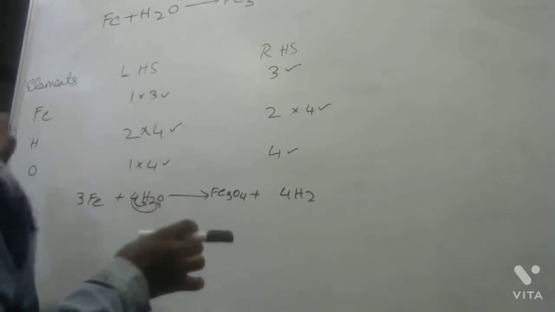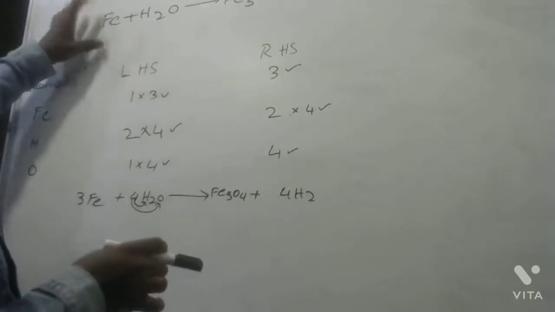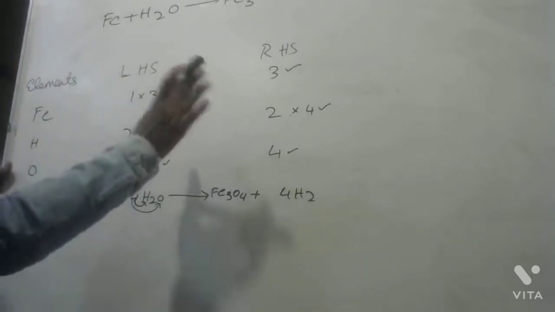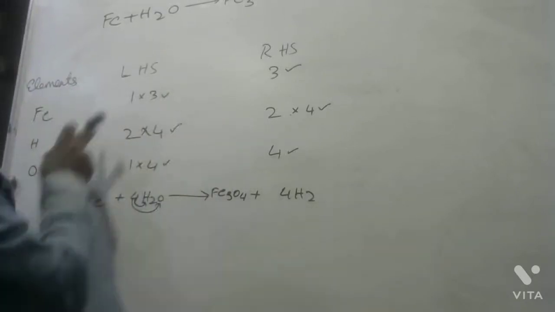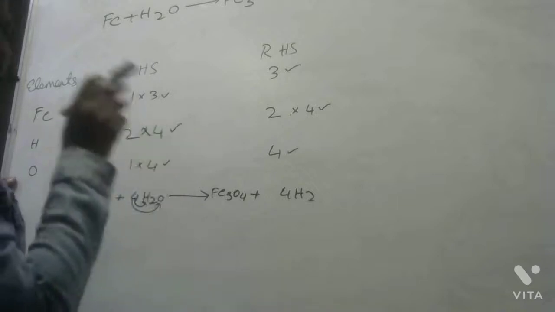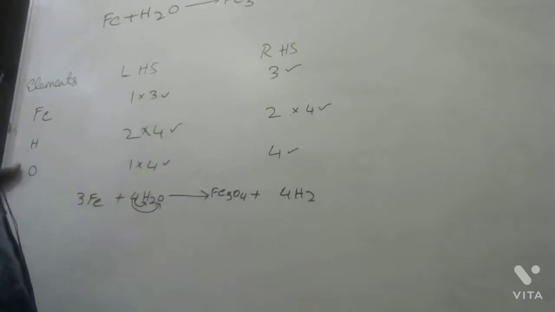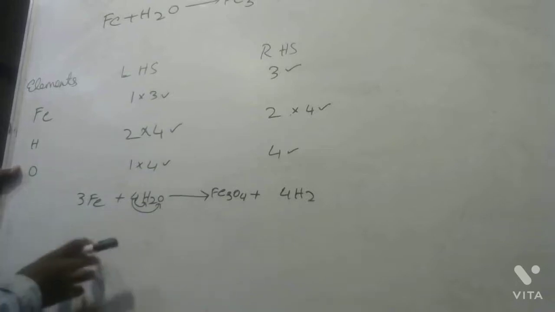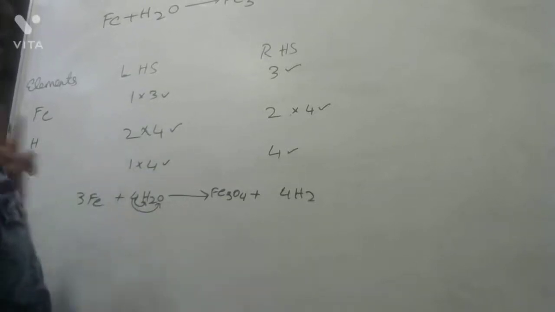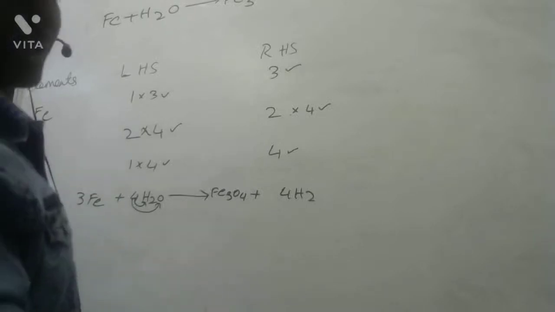So here also, basically we are writing the equation correctly. We are dividing them into rows and columns, then writing the elements, then writing the subscripts, then balancing them, and then giving the equation. Yes, I hope you have understood. Let us try with the third equation.